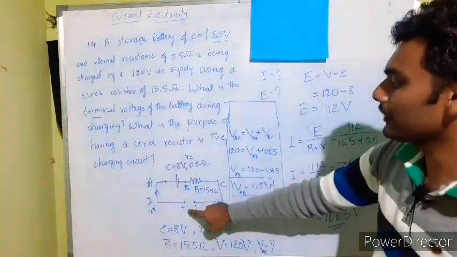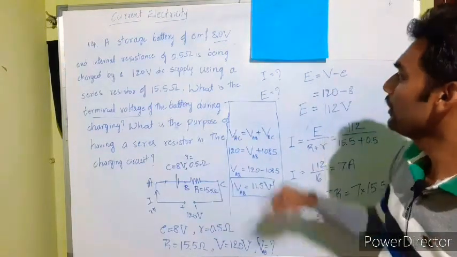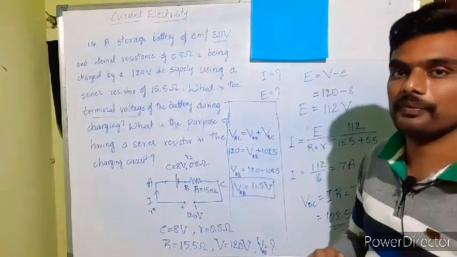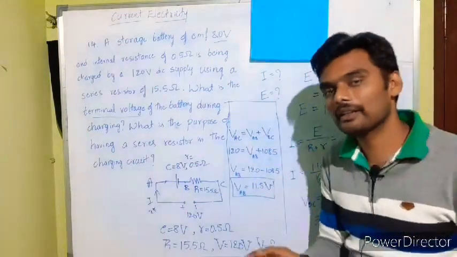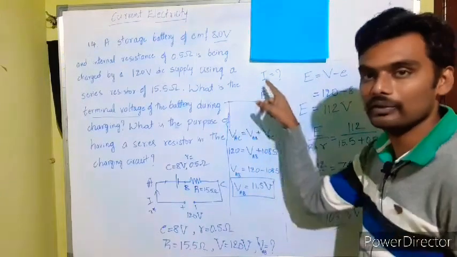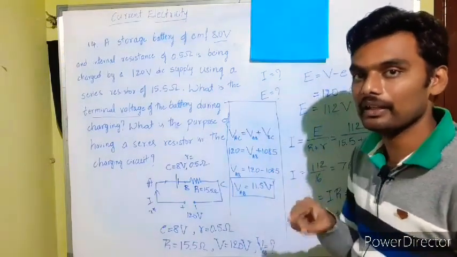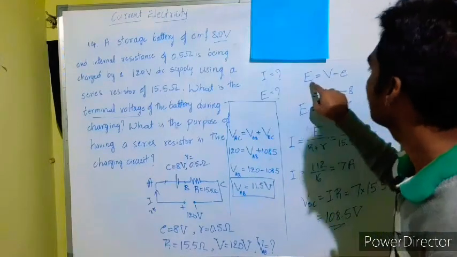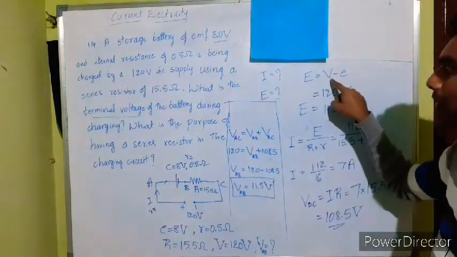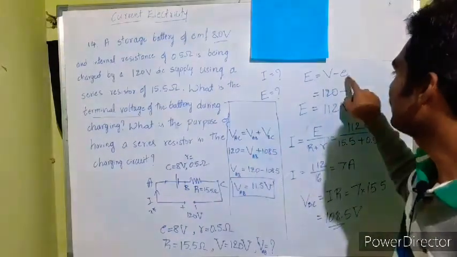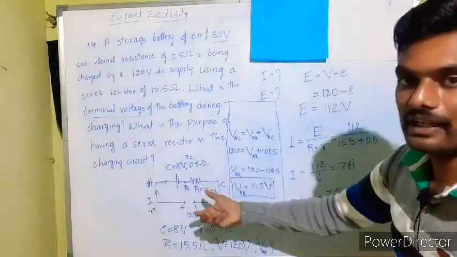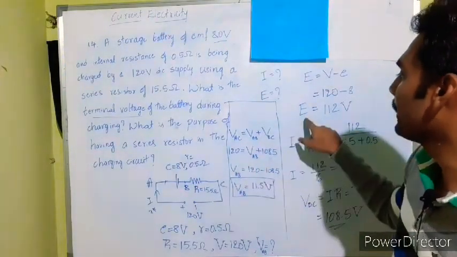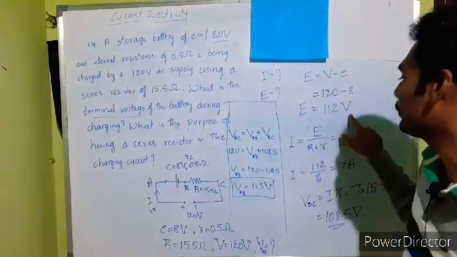Here it involves a power supply and a battery getting charged. So whenever you have a power supply and battery getting charged, you should have effective EMF. Whenever you have a battery with internal resistance, we should go for EMF itself to get the current. So E is the effective EMF, which is given by V minus E, where V is the supply voltage, E is the EMF of the battery getting charged. Using this, we obtained the effective EMF of the network to be 112 volt.